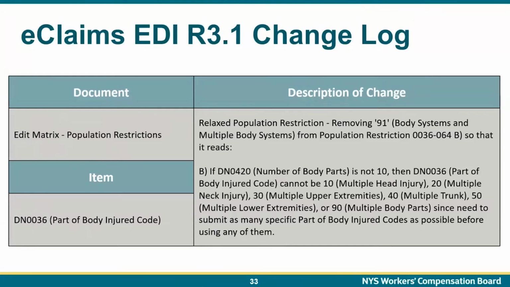For eClaims change log number 51, we modified the population restrictions for DN 36 part of body injured code. We relaxed the population restriction, removing 91 body systems and multiple body systems from population restriction 36064B. Now it reads that if the number of body parts is not 10, then part of body injured code cannot be either 10, 20, 30, 40, 50, or 90, since they need to submit as many specific body parts as possible before using those multiple codes. So you're now able to use 91 without having to reach 10 body parts.